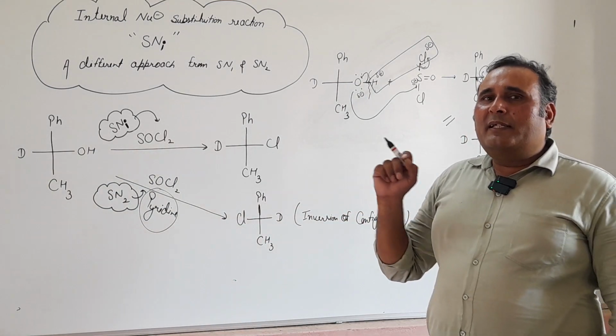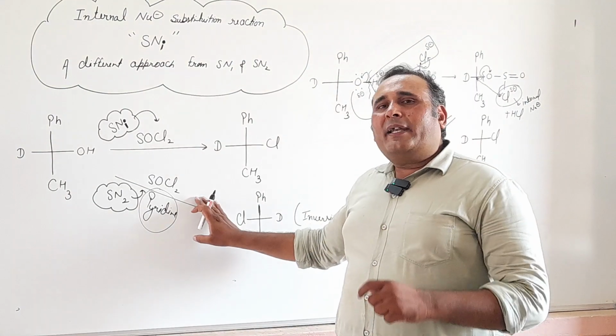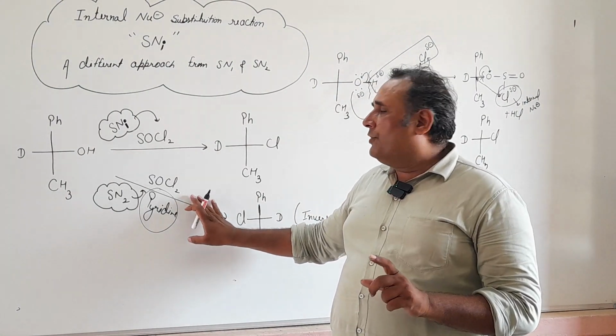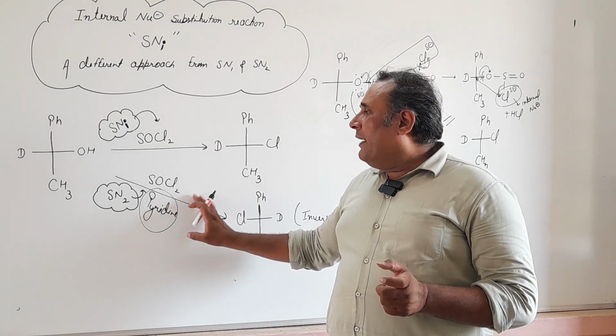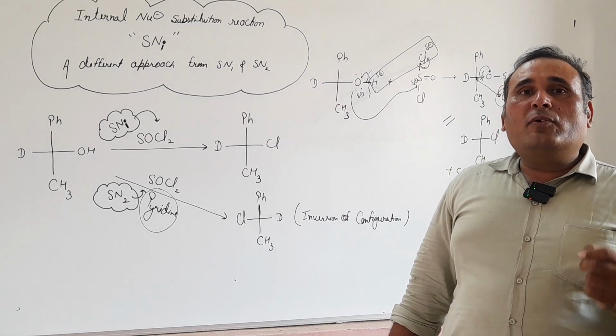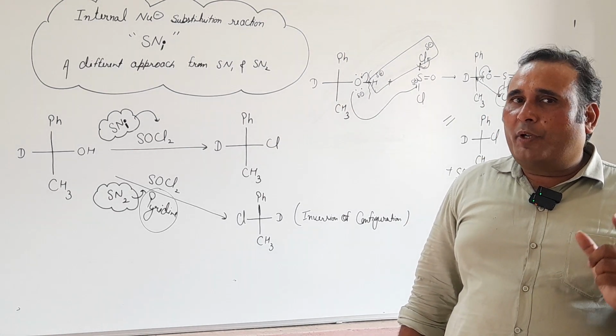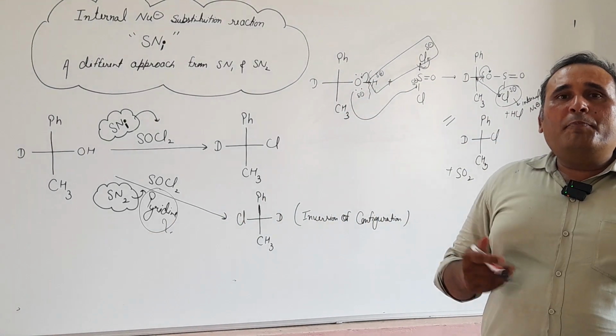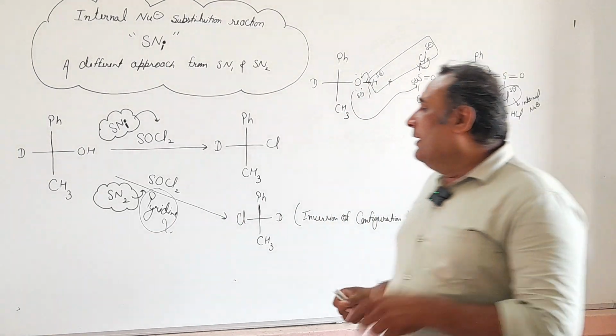It means it is clear that here it is not SNi reaction, the mechanism is not SNi, internal nucleophilic substitution is not occurring here. Here the mechanism is SN2. Why SN2? Because we are getting only inversion of configuration product. So what is the role of pyridine? What is pyridine doing? Let's see.